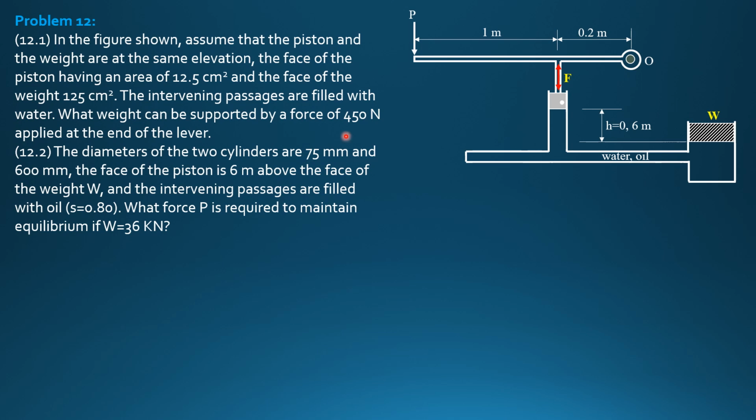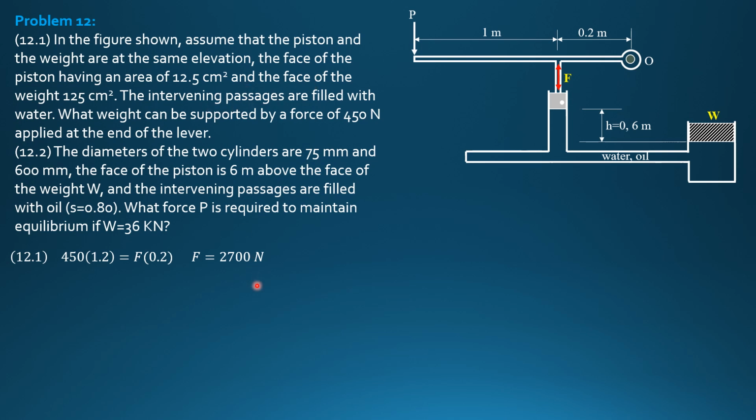Then P is 450 newtons, so we can compute the force that will push the piston down. Summation of moment about this pivot O equals 0. So counterclockwise moment, 450 times 1.2, equals the force that will resist compressive force times 0.2. So F is 2,700 newtons.